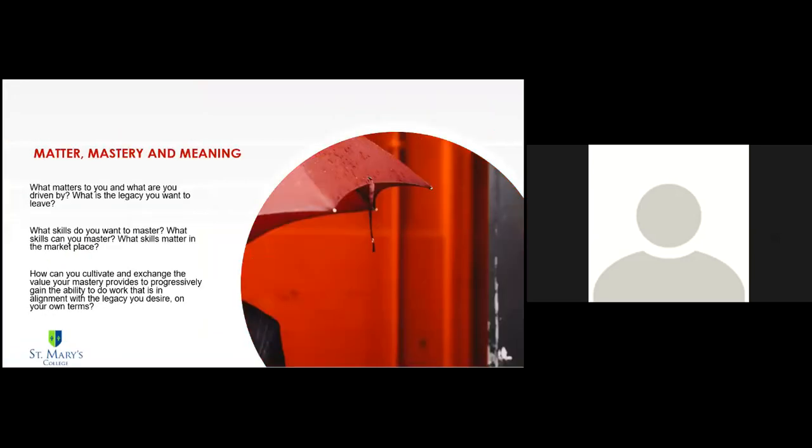All right. So the next part that I wanted to talk about is this: matter, mastery, and meaning. What matters to you and what are you driven by? What is the legacy you want to live? We talked about passion, purpose, and potential, all three being required for finding yourself in your element to do well. But I'm now going to focus specifically on the purpose part, and that's the reason I have this slide. What is your purpose? The three questions that you can talk about in this context are what I have put on the screen.